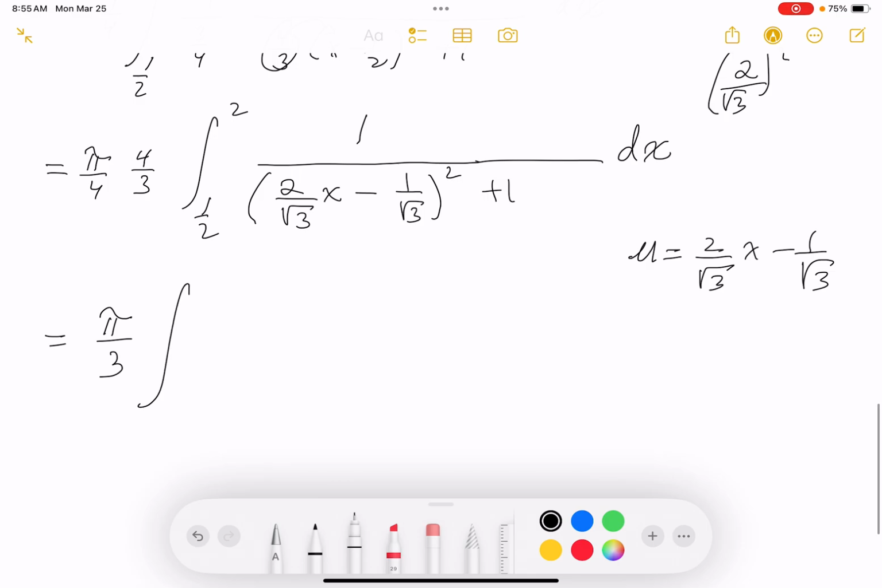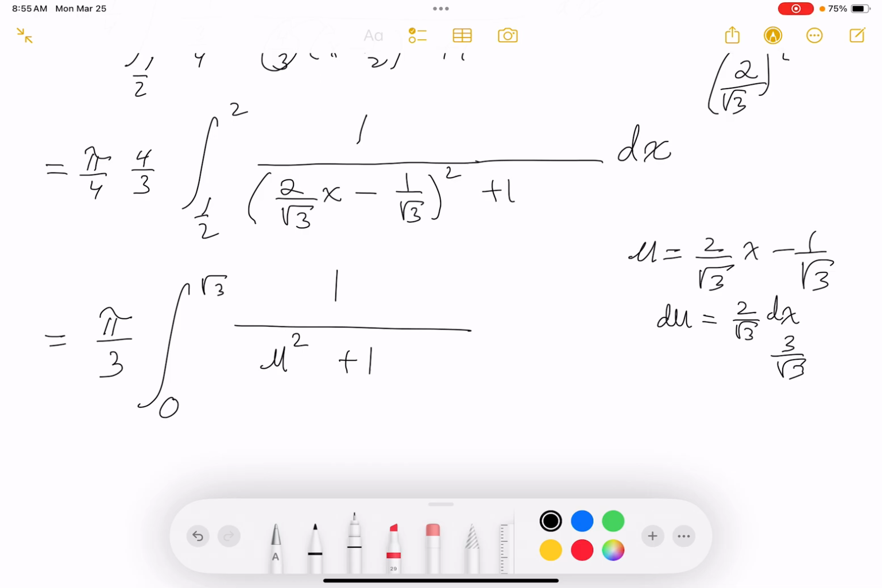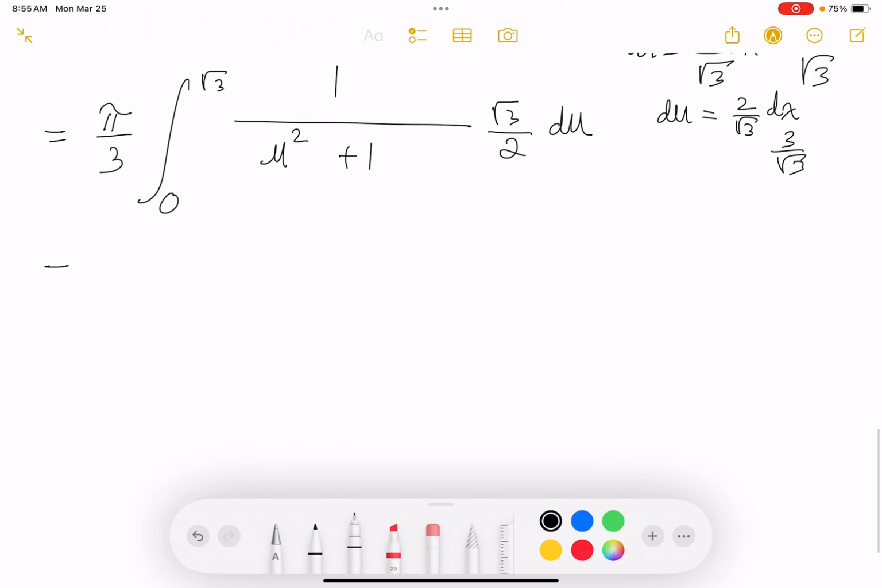Let's do the limits of integration now. If it's 1/2, I get 0. If it's 2, I get 4 minus 1, which is 3 over root 3. And 3 over root 3 is going to be root 3. What do you get here? 1 over u squared plus 1. And I got to put du down now. What's du going to be? It's going to be 2 over root 3 dx. So dx is root 3 over 2 du. Well, I got to pull this together now. Pull a constant out.